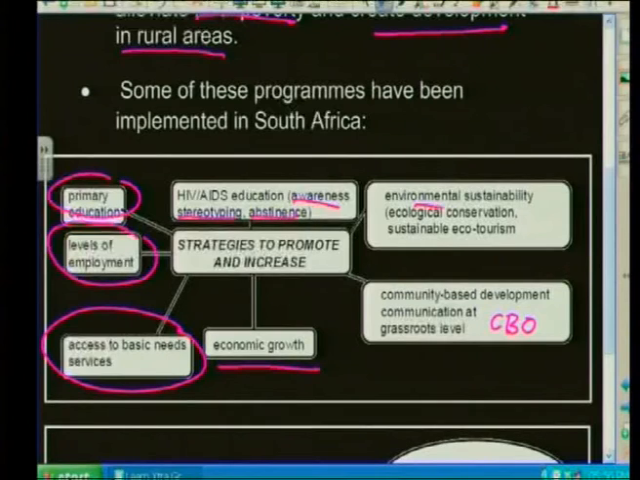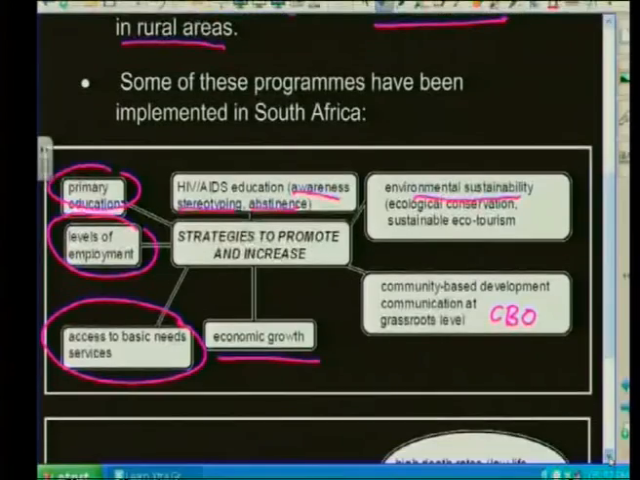Further on, environmental sustainability. With development comes the reality that our activities, especially economic activities in the primary, secondary, and tertiary sector, impact on our environment. What we have to ensure is that a sustainable approach is adopted in order to preserve the environment as well as ensuring growth of the economic sectors. These are just some of the ideas to promote and increase our development strategies.